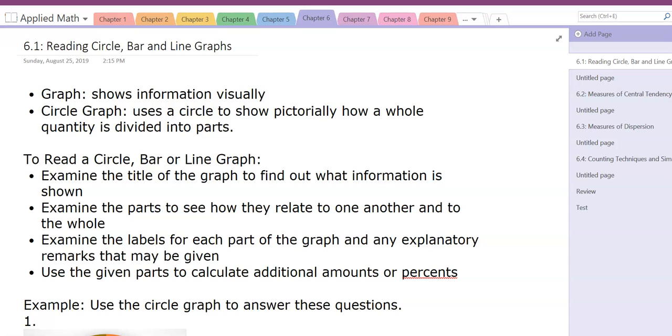Like if they're talking about building a house, there's going to be different costs for that. There's going to be costs for materials. There's going to be costs for labor. There's going to be costs for buying the lot, the ground, and all of that. And then use the given parts to calculate additional amounts or percents. So we're going to start with a circle graph.